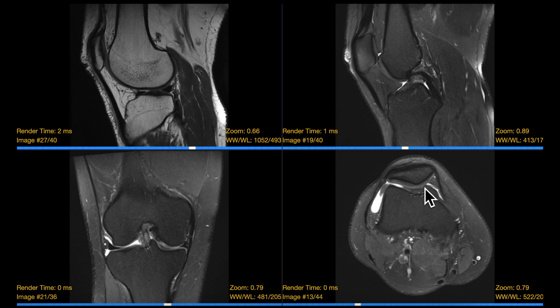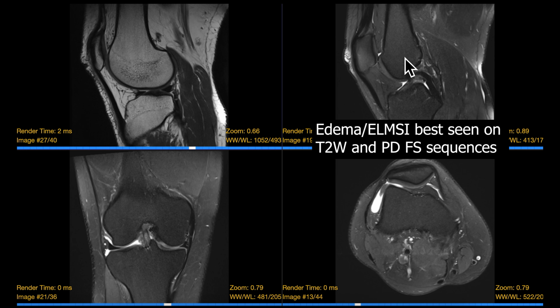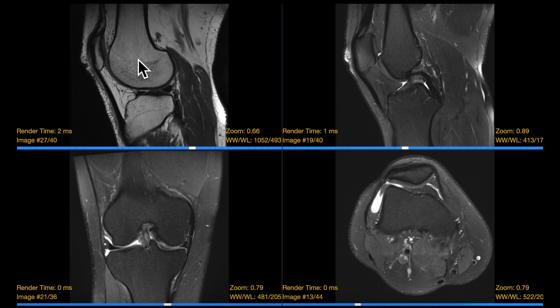The best sequence for assessing bone marrow and cortex is the T1 sequence, but this is not always available. So for example, in this set of images, we don't have a T1 sequence. So I'll use the information that I obtained from this non-fat saturated PD sequence, as well as the fat saturated sequences. The fat-saturated sequences will allow me to appreciate bone marrow edema really well, and then I can correlate that with the PD sequences here.